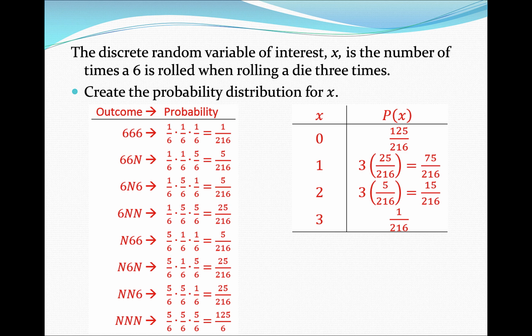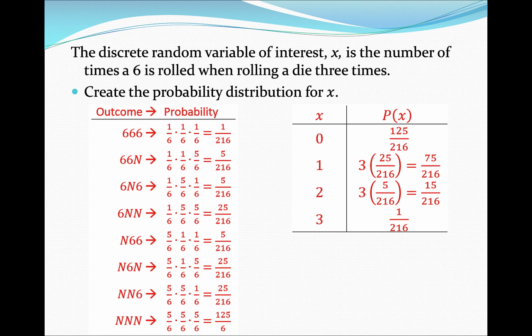The probability that I get 1 6. Well, there's actually more than one way to do this, because it could be the first outcome that is a 6, it could be the second outcome that's a 6, or it could be the third outcome that's a 6. So if you look through these, you'll see that there are 3 different ways to get 1 6. You could get 6nn, you could get n6n, or you could get nn6. If you look at all those probabilities, they are all 25 over 216, which means the probability of getting 1 6 can happen 3 different ways, each one with a probability of 25 over 216, which gives you a total probability of 75 over 216.